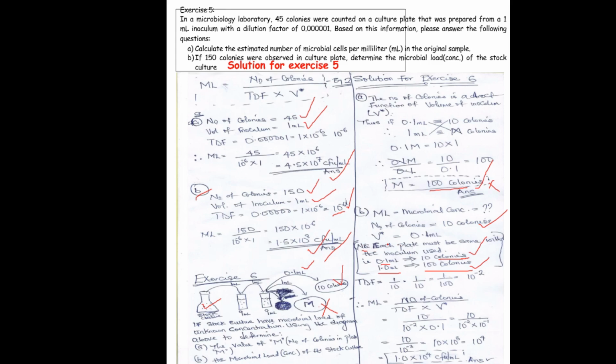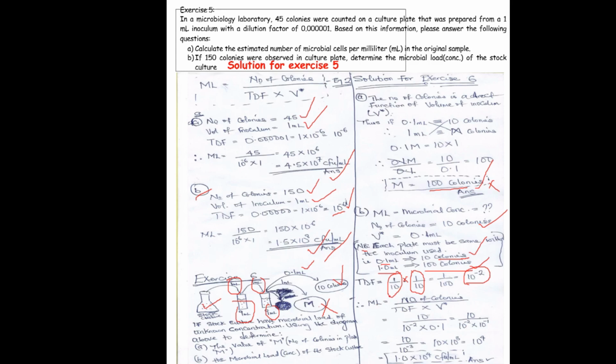Total dilution factor was not given, but it was given a diagram. From the diagram, you will know that you have 1 ml into 9 ml. That will give you 0.1. You have another 1 ml into another 9 ml. That will give you another 0.1. So when you multiply the two, 0.1, you now have 1 over 100, which is equivalent to 10 raised to the power minus 2. So you have determined your total dilution factor. Then you now move to the final process of now calculating the ml.